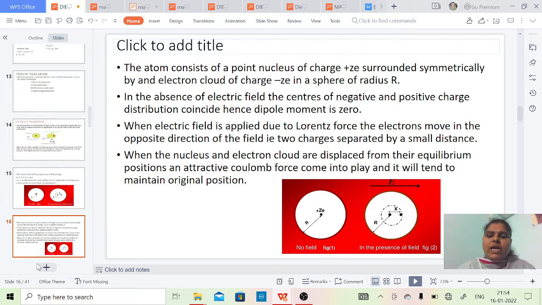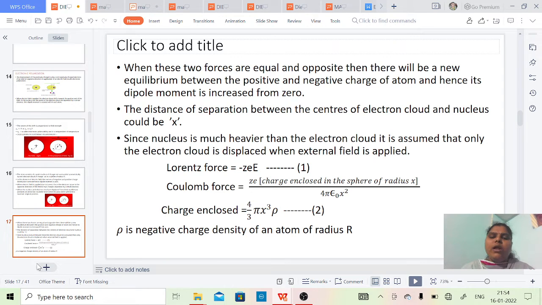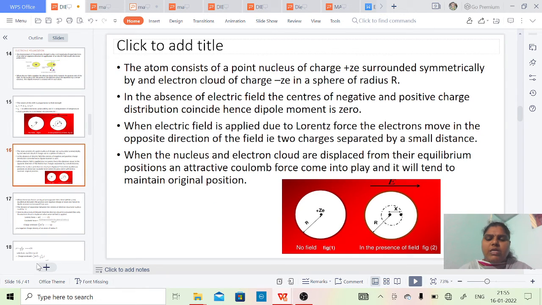So whenever we apply the field, the nucleus and electron cloud are displaced from their equilibrium positions, and an attractive Coulomb force comes into play and tends to maintain the original positions. When these two forces are equal and opposite, there will be a new equilibrium between the positive and negative charges of the atom, and hence its dipole moment is increased from 0. Initially the field is 0, so the dipole moment is also 0. The distance of separation between the centers of the electron cloud and the nucleus is taken as x. In this previous diagram, the separation distance is now larger, let it be x.